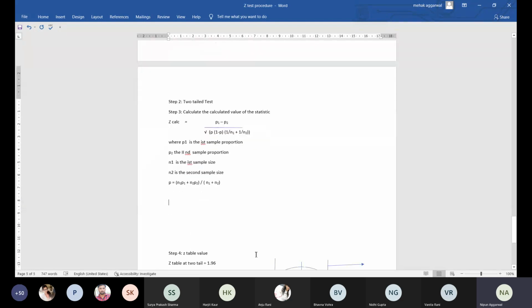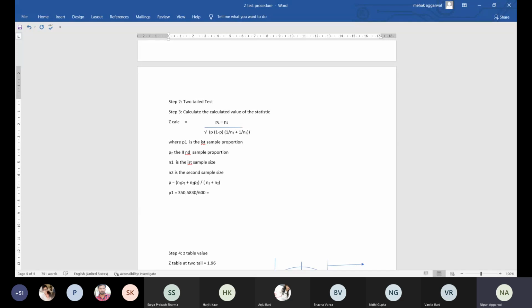Now calculate the Z calculated value for this. First you have to calculate P1. So P1 is equal to 350 divided by 600. So 350 divided by 600 comes out to be 0.583.